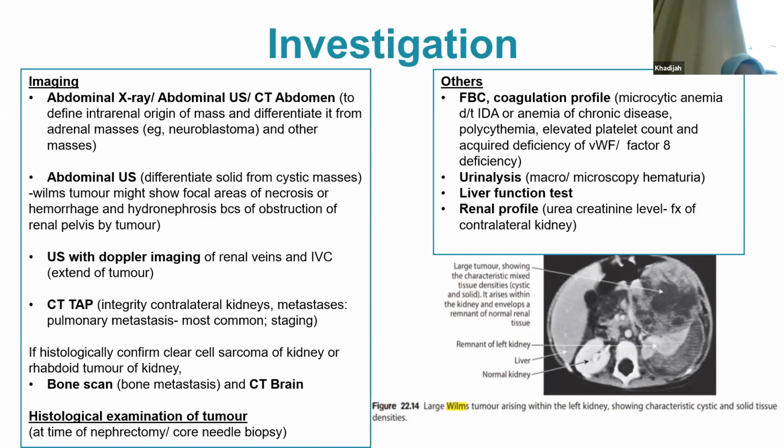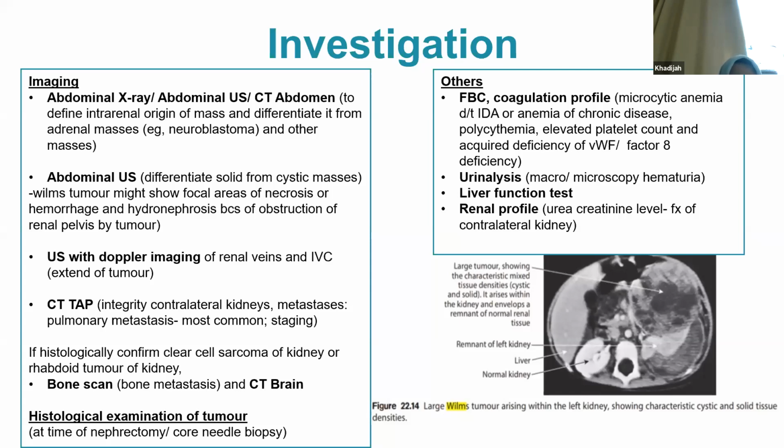CT thorax, abdomen, and pelvis is also important for staging purposes, and also to look at the integrity of the contralateral kidney. Then, if histologically we confirm that this is a clear cell sarcoma or rhabdoid tumor of the kidney, we can do a bone scan to look for any bone metastasis and a CT brain. Histological examination of the tumor can be done at the time of nephrectomy or by using core needle biopsy.